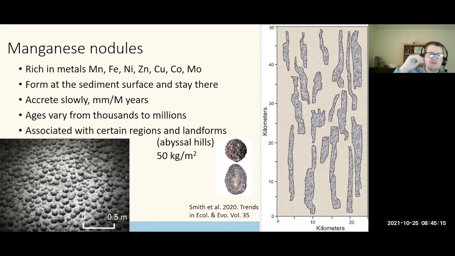They stay at the top. They can be thousands or millions of years old. They form very slowly. They are associated with certain regions and landforms, and we do have an idea that there's topographic or pedogenic controls over where they are. So they may be something we can think of as a soil product.